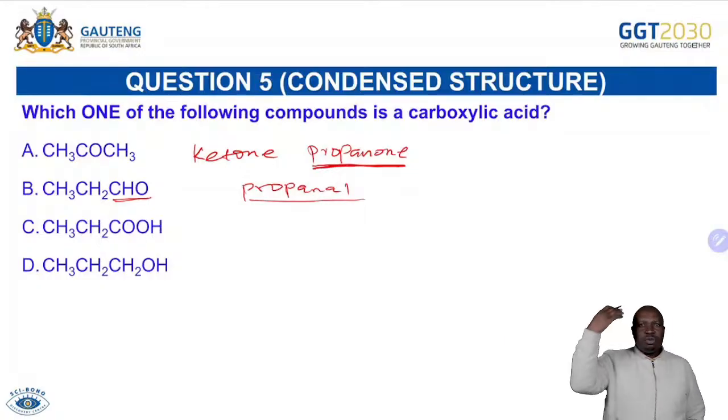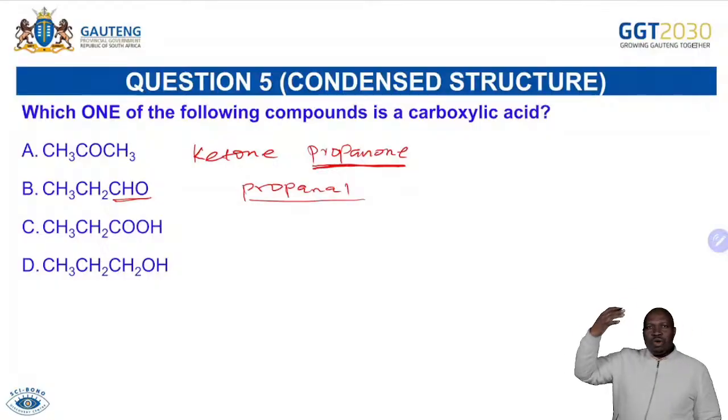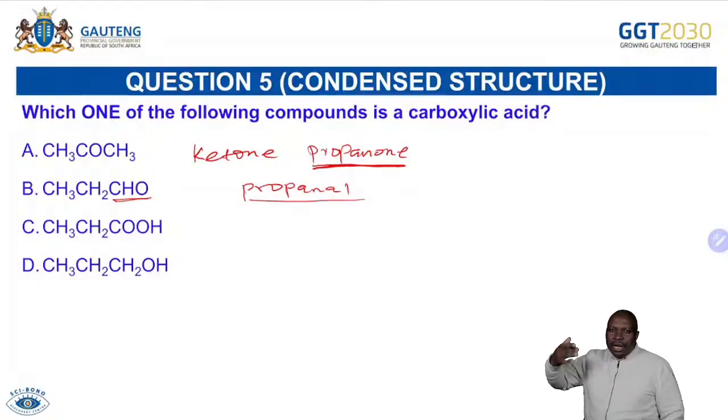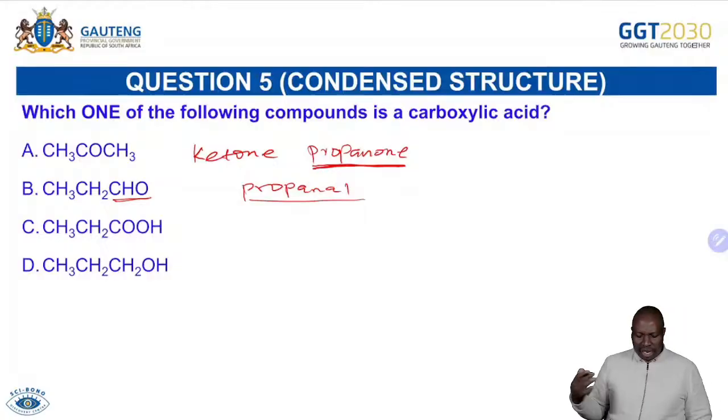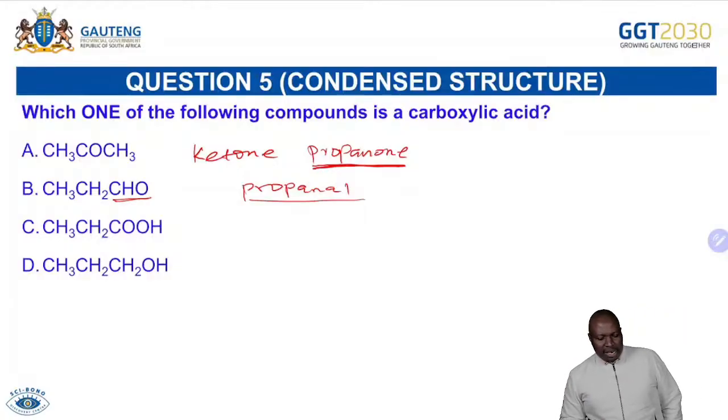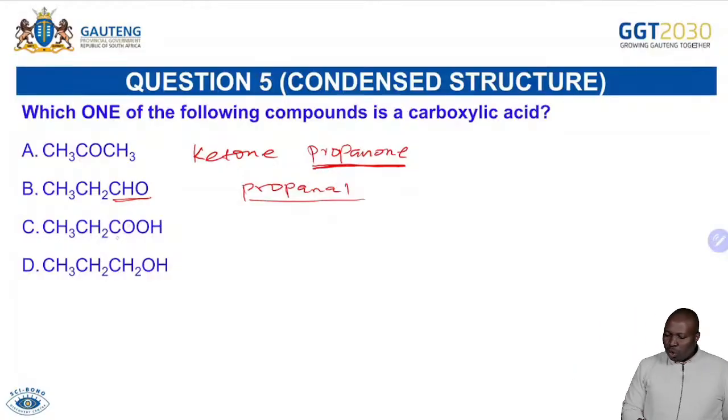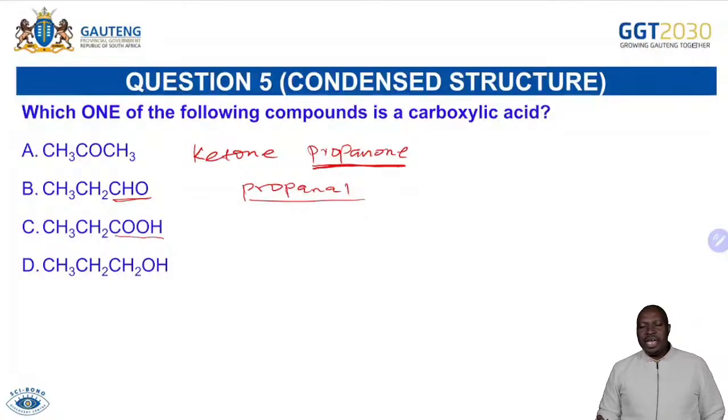Remember, we started with the general formula, the molecular formula, and then the structural formula and the condensed. This one is the condensed structural formula. So it's important that you are able to see that. And then the group there, the C double bond OH.